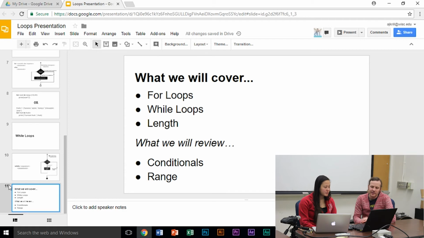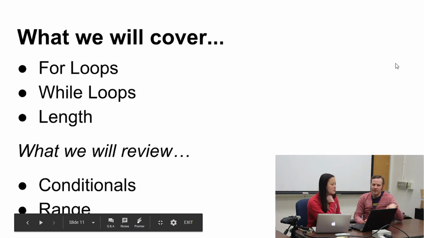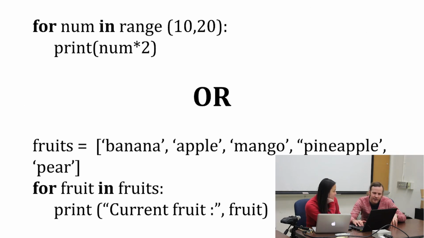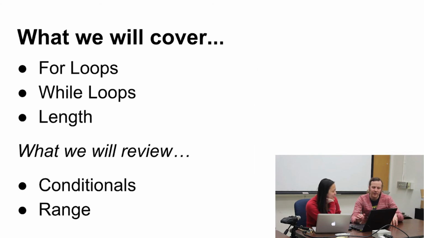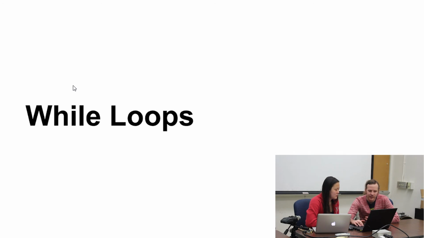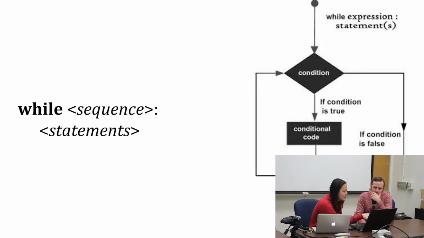So let's just review really quick. I'll hit present here. So we covered for loops, which is for, what's that next thing? A variable. For variable. Well, we could just go back to the slide. In a sequence, you can do statements and you can do conditionals or whatever you want within that. And then for the while loops, it's the same thing except you set up when this loop will end. So if we go back here, we have while and a sequence.